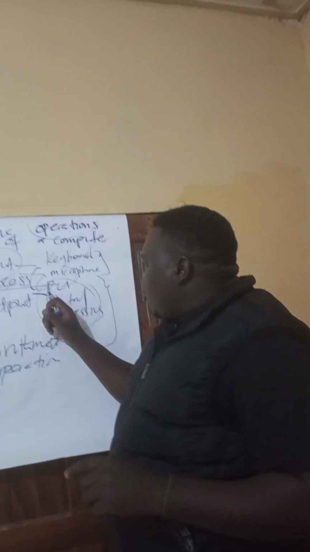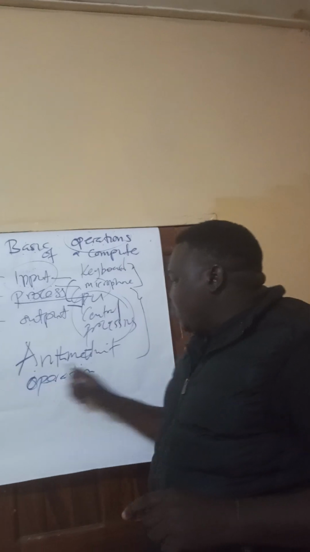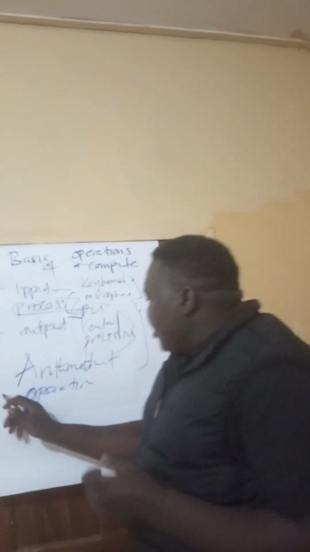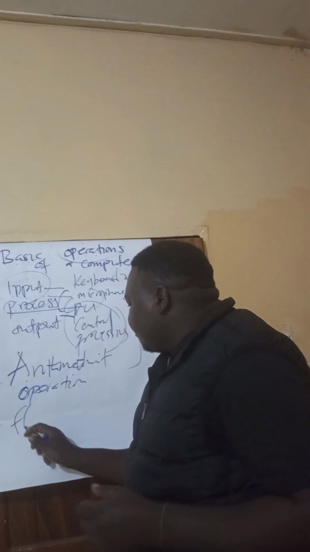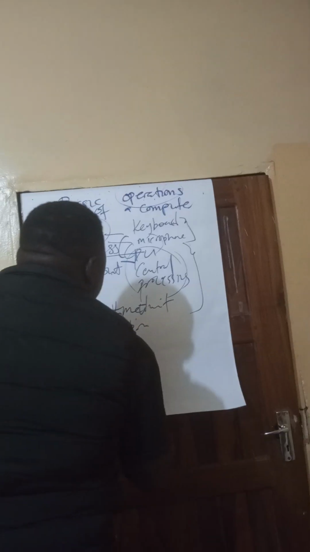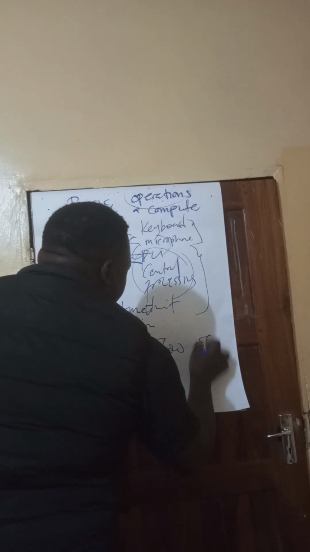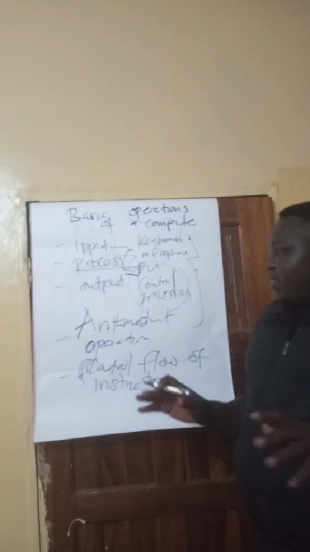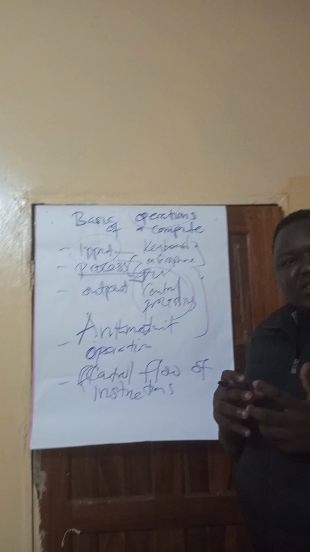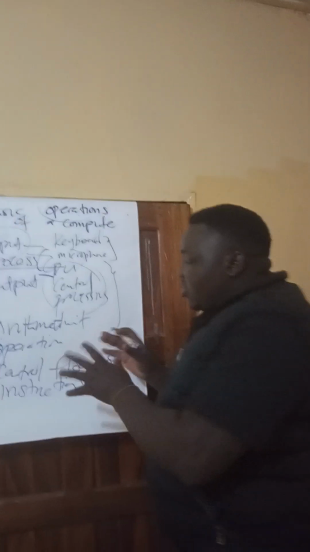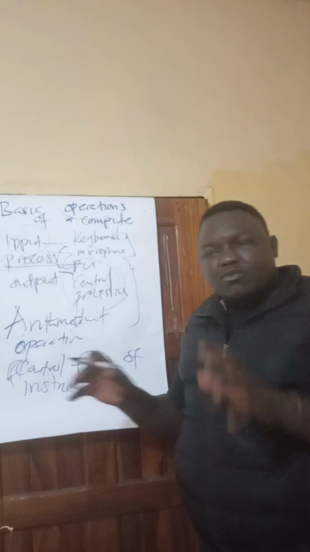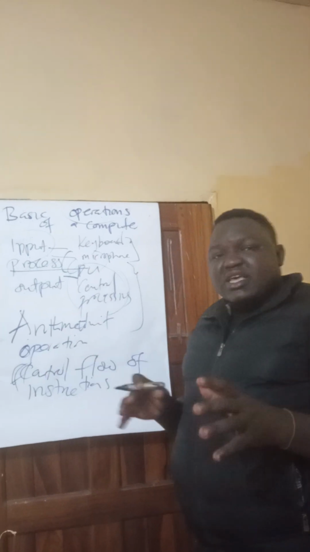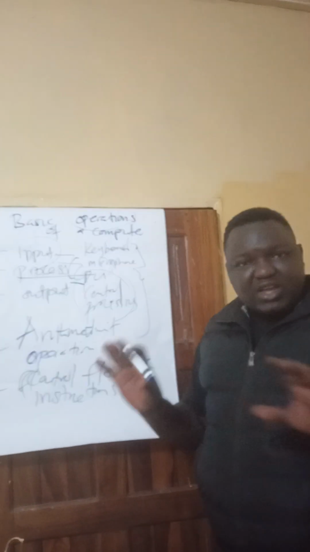So it's at this point where we find the CPU, and it's responsible for arithmetic operations and also the control flow of instructions. It's also at this point where instructions are moved from one point to the other, from one register to the other register. It's at this part where everything happens.